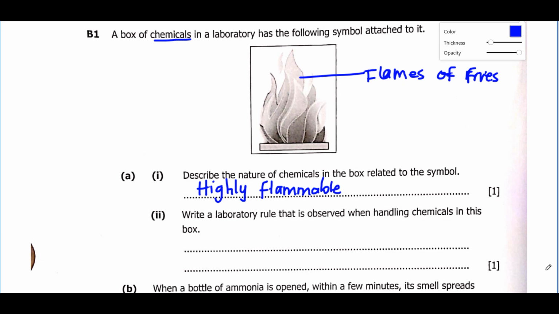Okay, so we can now move on to Roman number 2. Write a laboratory rule that is observed when handling chemicals in this box. So we can say we keep away any liquid or substance that is highly flammable.